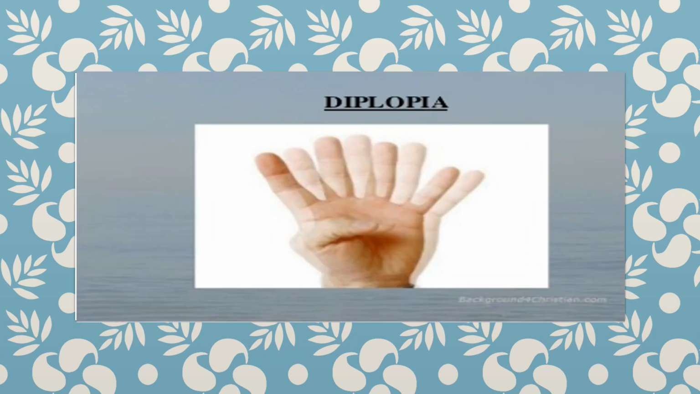Secondly, double vision will be found in patients having abducens nerve damage, that is known as diplopia.